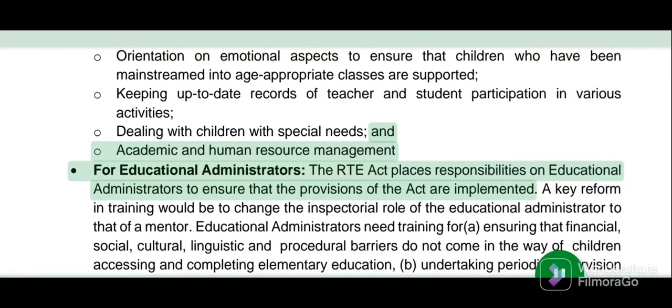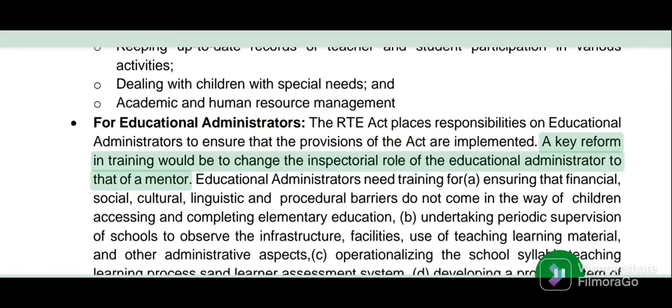The RTE Act places responsibilities on educational administrators to ensure that the provisions of the Act are implemented. A key reform in training would be to change the inspectorial role of the educational administrator to that of a mentor.